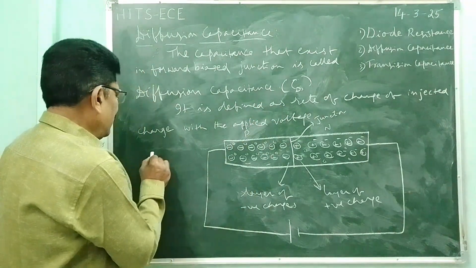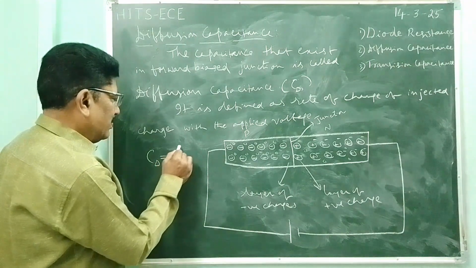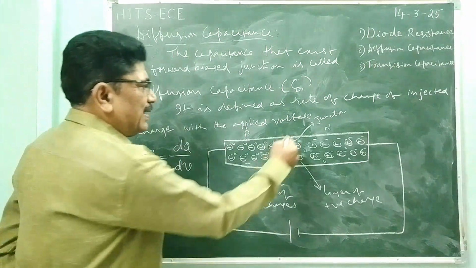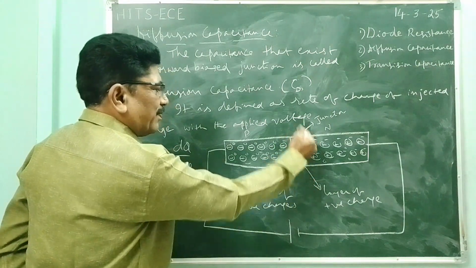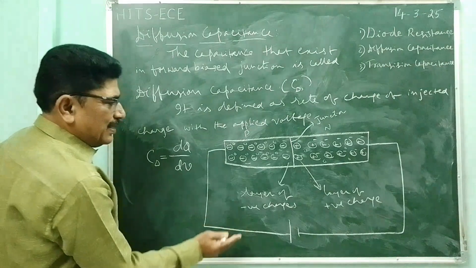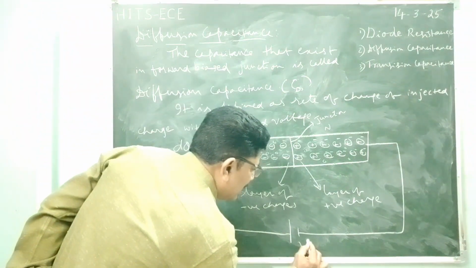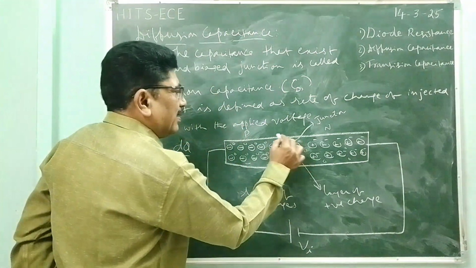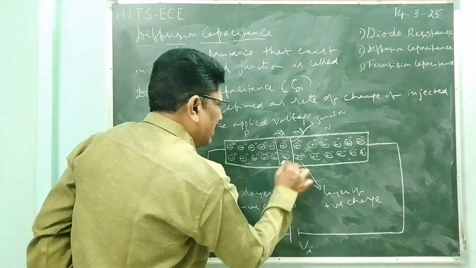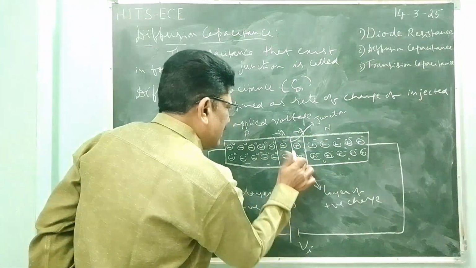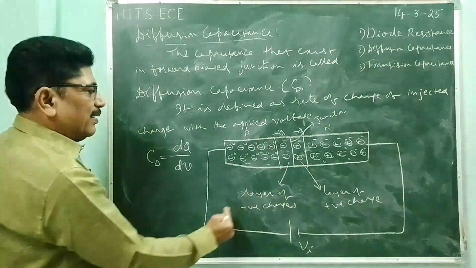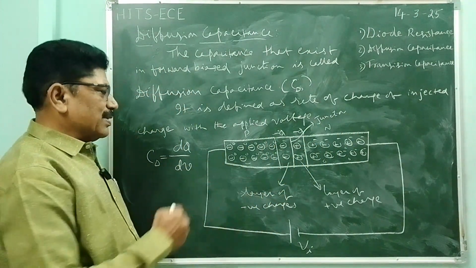Diffusion capacitance is equal to dq by dV. dq is nothing but the charge, the total charge, positive charge or negative charge. And dV is the change in applied voltage. And Q is the charge. This is minus Q and this is plus Q in the depletion region. This is the depletion region and this is the junction. And the junction has a layer of negative charges and a layer of positive charges.